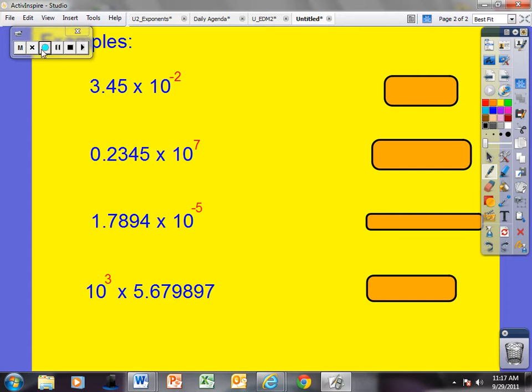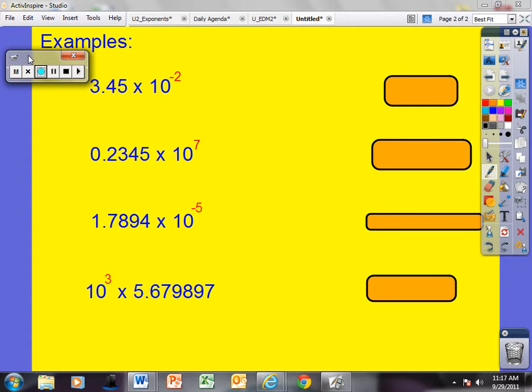First example here, we have 3 and 45 hundredths times 10 to the negative second power. If I go back to my steps, remember, first thing, I'm going to underline the exponent. It's a negative 2. Now the 2 tells me how many spots I'm going to move my decimal point, which is right here. I'm going to move it 2. Now, remember, if it's a negative, the number is getting smaller.